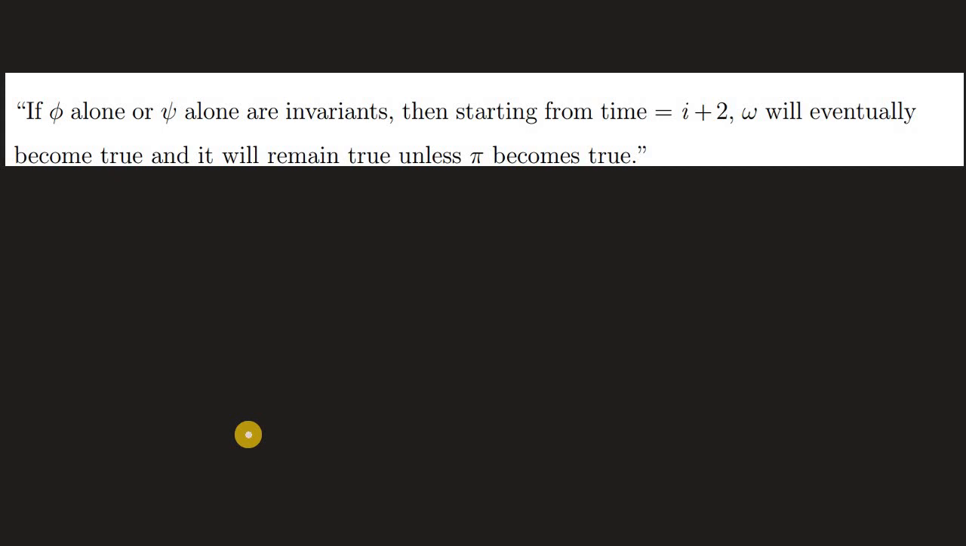So let's go ahead and formalize these temporal logic formulas. Okay, so here we have this problem over here. It says if phi alone or psi alone is invariant, then starting from the time I plus 2, omega will eventually become true and it will remain true unless pi becomes true. Okay, so we have unless.